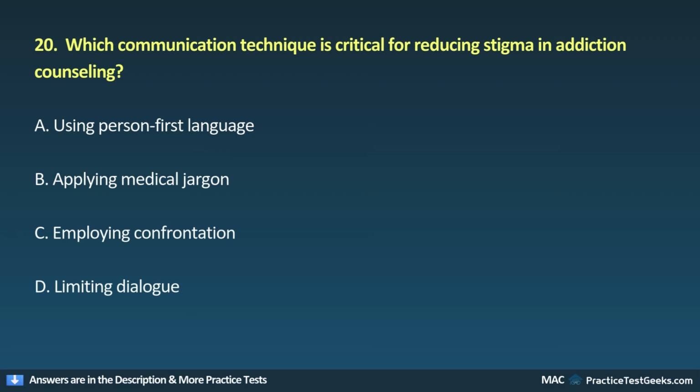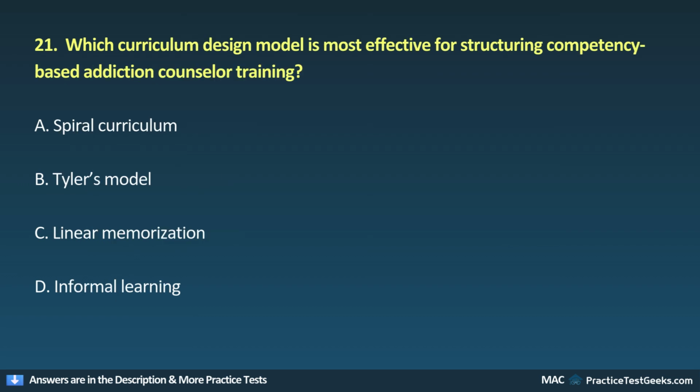20. Which communication technique is critical for reducing stigma in addiction counseling? A. Using person-first language. B. Applying medical jargon. C. Employing confrontation. D. Limiting dialogue.